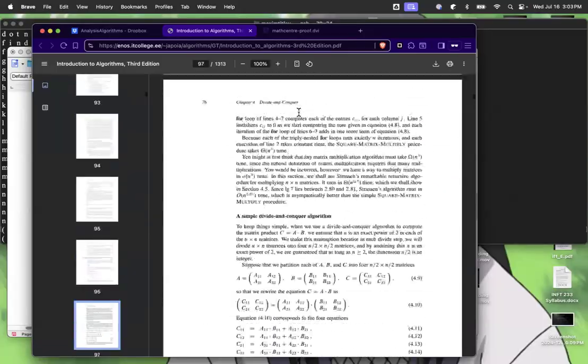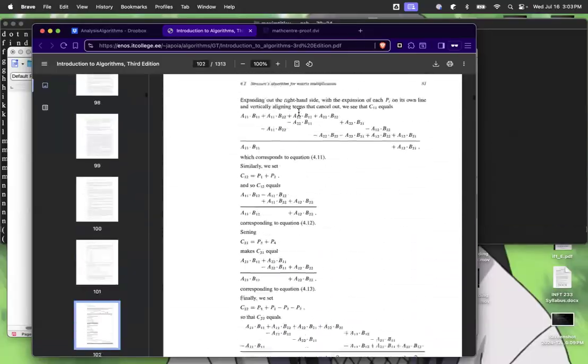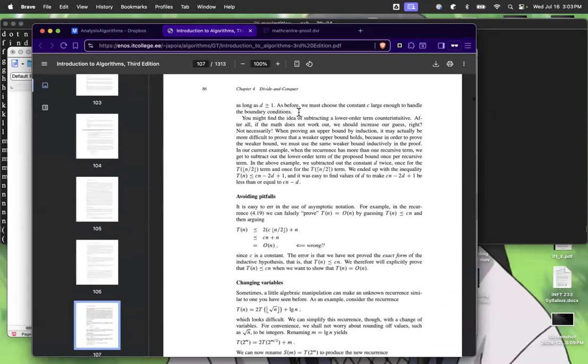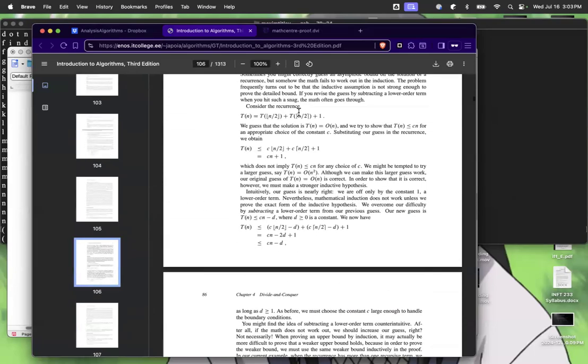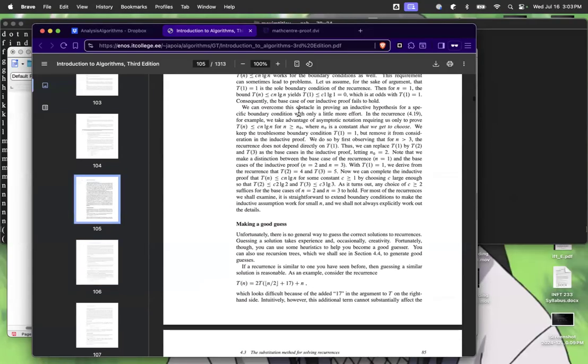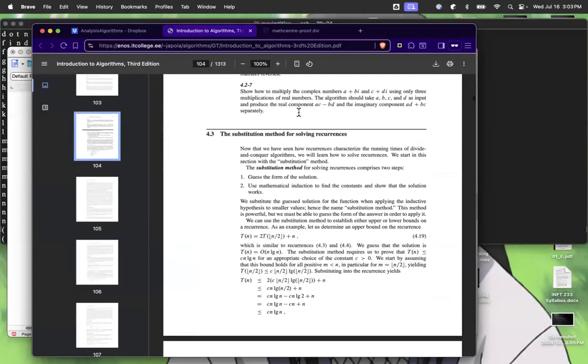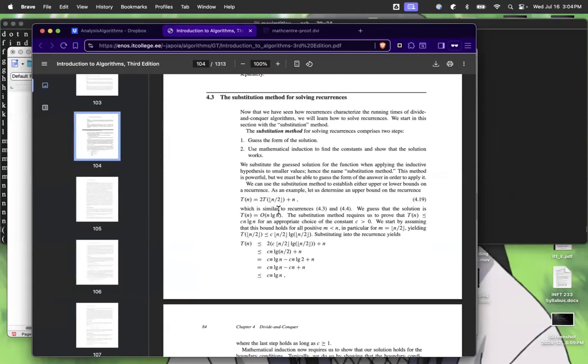I don't see it immediately, but that's not the most important part. So using their actual recurrence, let's just take a look. So we guess that the solution is T of n equals O of n log n.